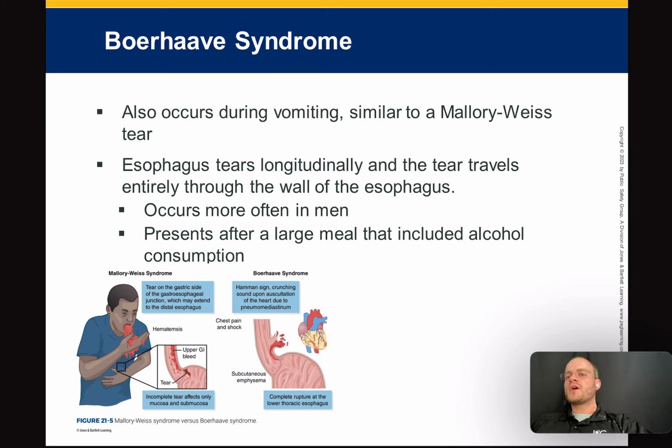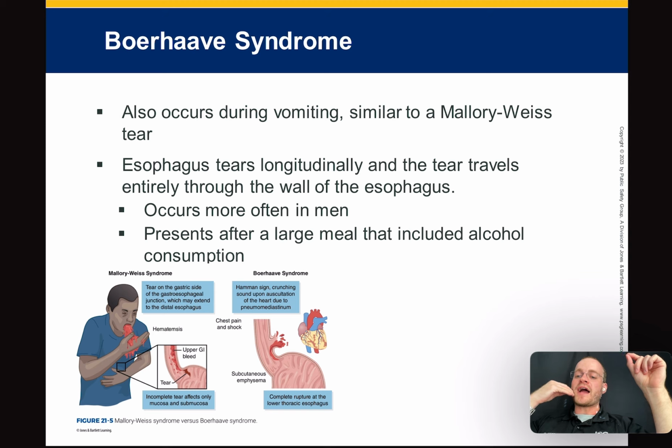And so it also occurs from vomiting. It can be caused by bulimia, anorexia nervosa, alcoholism, and so on. But it's a very, very severe form of this because now it's torn through all three layers. Okay, so now you have literally a tear longitudinally, an actual tear in the esophagus.